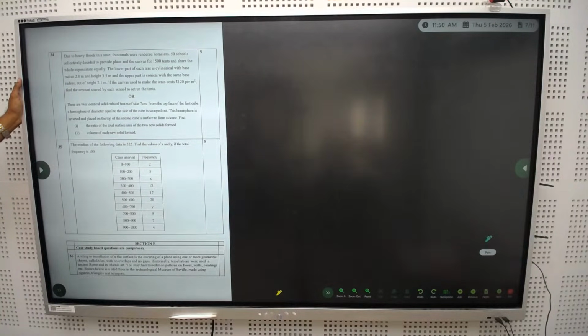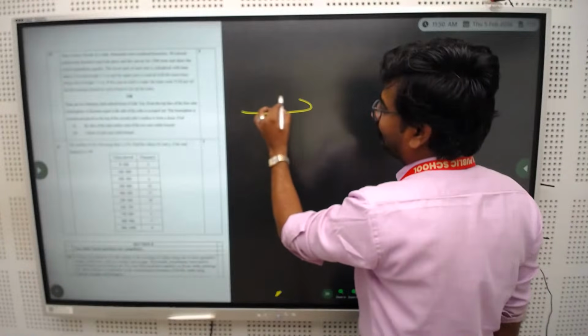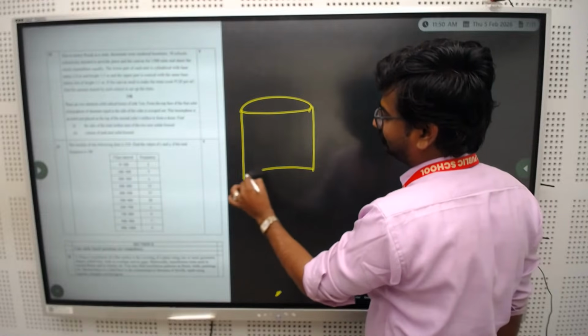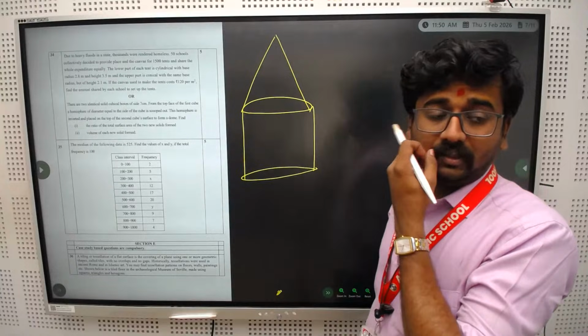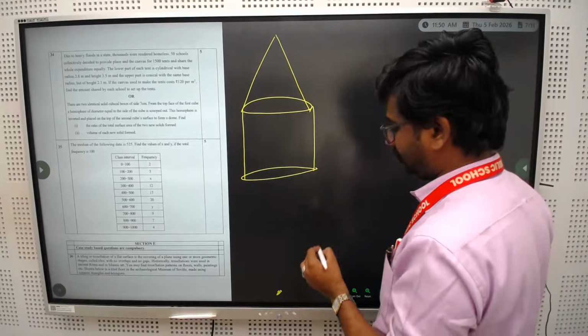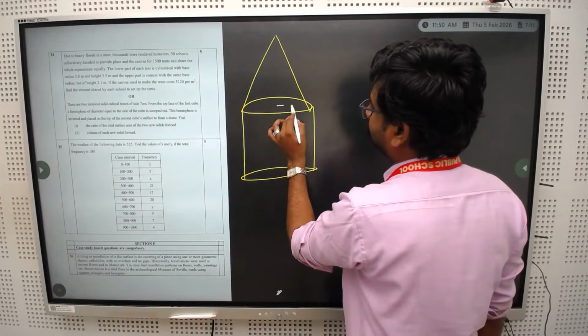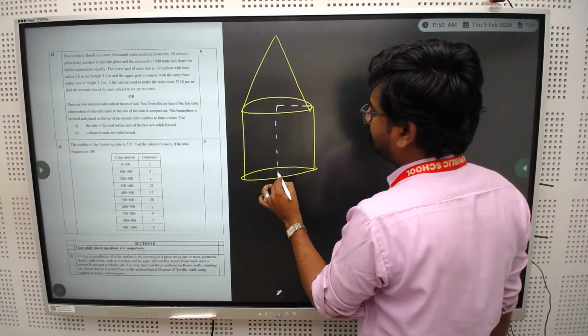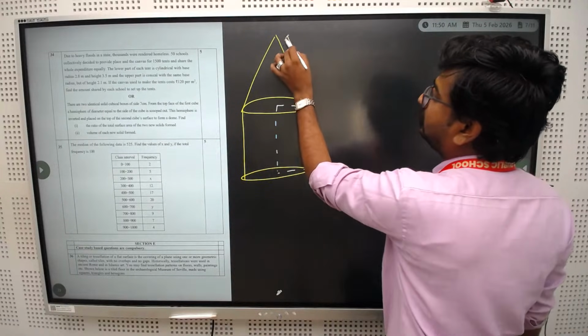First, the tent is in which shape? Cylinder plus cone. Cylinder below, cone is up. Draw that. Cylinder and cone. Both have something the same: radius. And whenever there is a cone, there is one extra thing: slant height. Is slant height given?